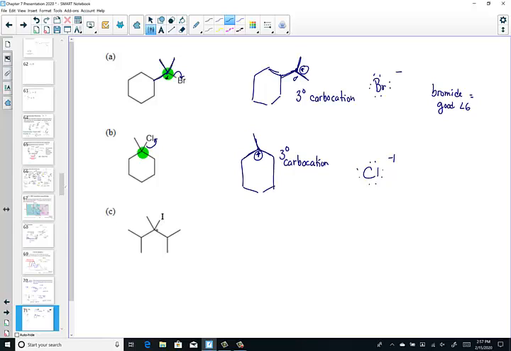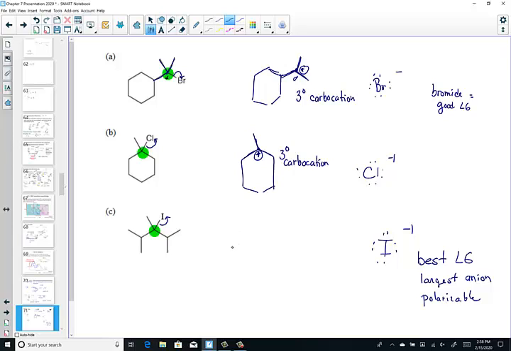Again, I'll highlight in green the alpha carbon, the carbon that's attached to the leaving group. The leaving group leaves, picks up its electrons, and the negative ion that forms is iodide. Iodide is the best leaving group. It's the largest halogen. It can very much stabilize that negative charge over a great surface area. It's very polarizable. So that's a very good leaving group.